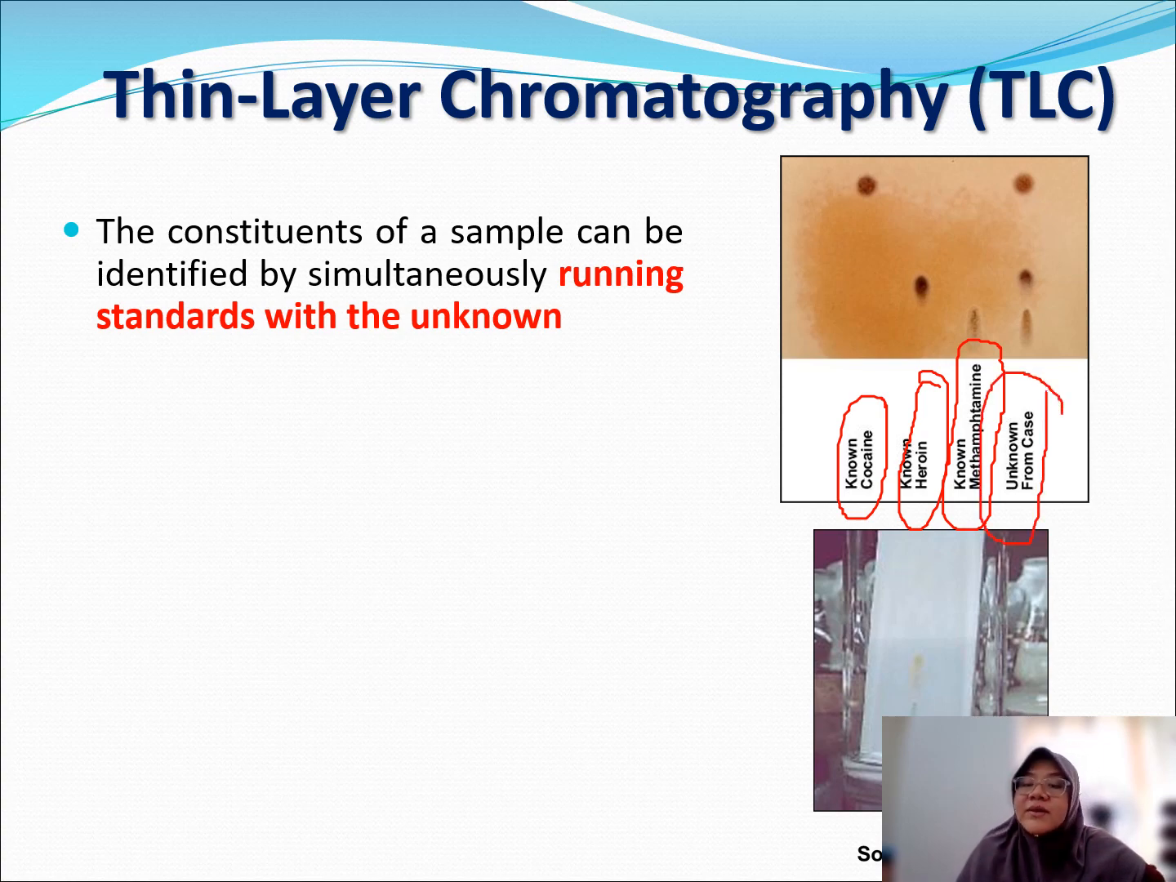This is unknown from case. Okay, and then bila run sample, rupanya the extract of your samples has all components yang you nak measure lah, based on the standard, because kita nampak adanya cocaine, adanya presence of heroin in your sample, and also ada methamphetamine.